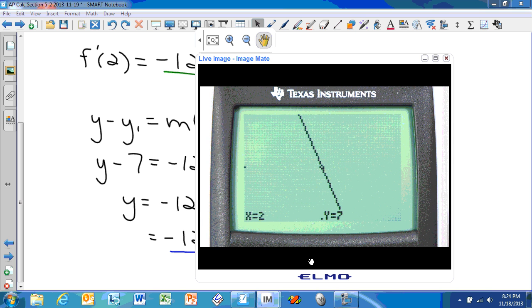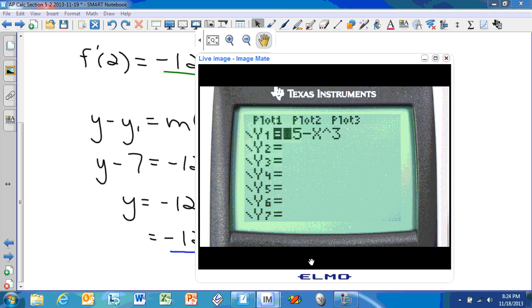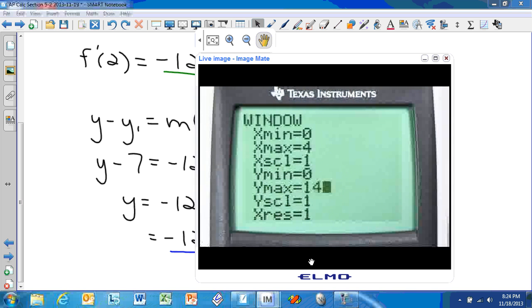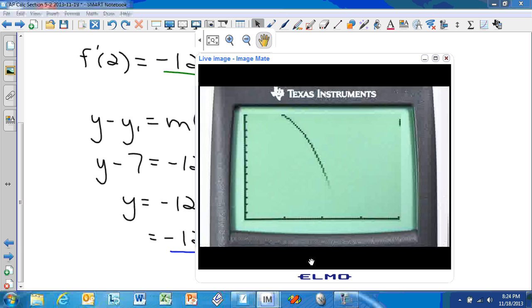Okay? And in fact, let me sketch the tangent line that we came up with, negative 12x plus 31. If we were to sketch that with this original function, let me go back to the original window that we had here, 0 to 4 and 0 to 14, just so you can see the tangent line sketch along with that. You can see how your tangent line, in fact, looks like it shares quite a few points there with our original function around x equals 2. But definitely you can see that there's a difference between those two.